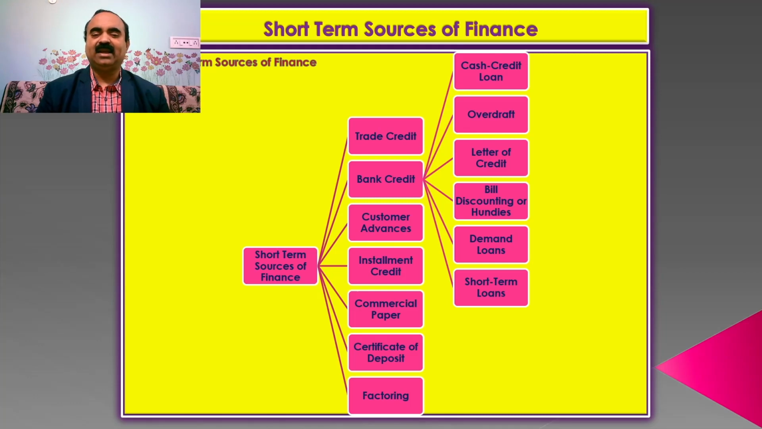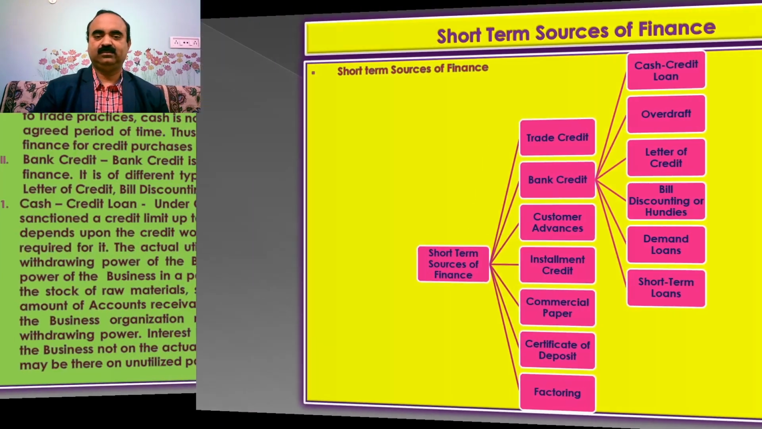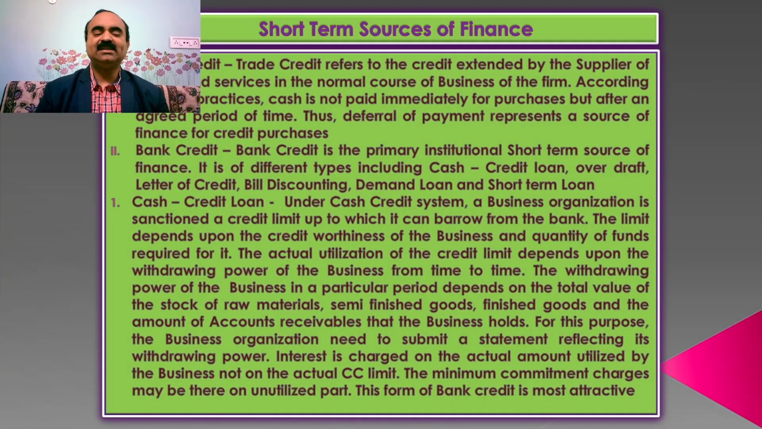Bank credit can be divided into 6 types. They are 1. Cash credit loan, 2. Overdraft, 3. Letter of credit or LOC, 4. Bill discounting or hundies, 5. Demand loans, and 6. Short-term loans. Let us explain short-term sources of finance in detail.